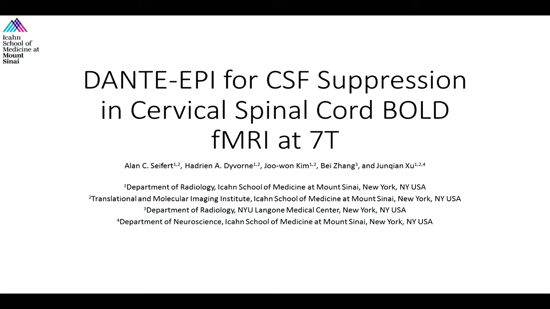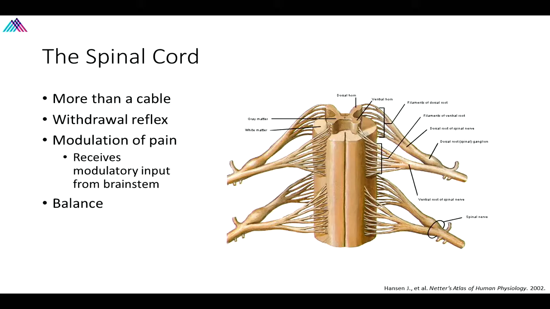All right, so as Preeti said, I'm going to present our work on a method to suppress signal from cerebrospinal fluid to improve fMRI in the spinal cord at 7T. So we're all very familiar with how many fMRI studies are conducted in the cortex. So why aren't more studies done in the spinal cord? It's certainly not because it isn't an interesting structure. It's far more than just a bundle of white matter tracts. There is gray matter in the spinal cord, and within this gray matter are some very interesting circuits that we'd like to be able to study.